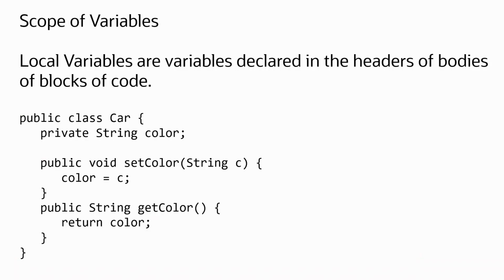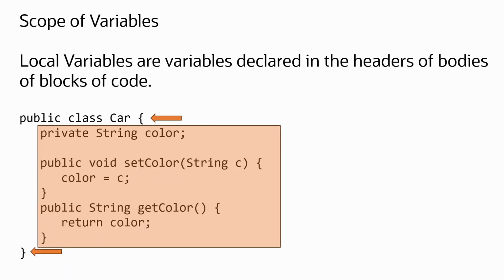Let's look at another example. Here we have a class for car. It has an instance variable color. Color exists between the braces of the car class, so all of the methods within the car class can access color.